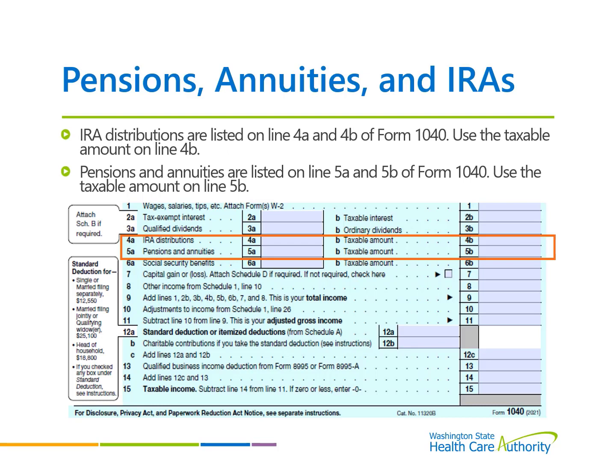Pensions, annuities, and IRAs. IRA distributions are listed on line 4A and 4B of IRS Form 1040. Use the taxable amount on line 4B. Pensions and annuities are listed on line 5A and 5B of IRS Form 1040. Use the taxable amount on line 5B.